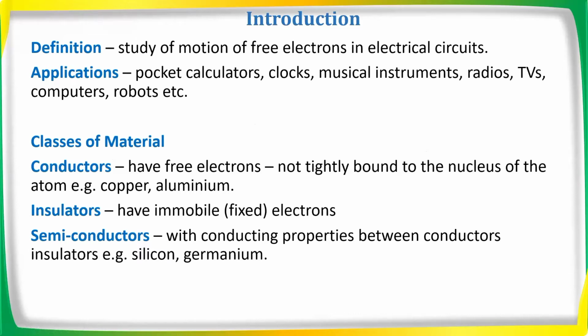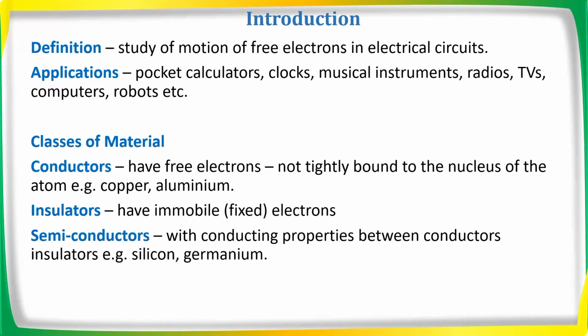Of course, this is about free electrons, and it finds an application in so many appliances right now, even in our current classes. Like we use calculators in class, we have clocks, we have musical instruments, computers, robots, all those. They find the application in electronics, where we have transistors, semiconductors, diodes, and many others. Now we classify materials in terms of electrical properties into conductors, insulators, and semiconductors.